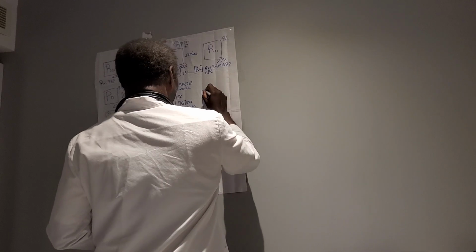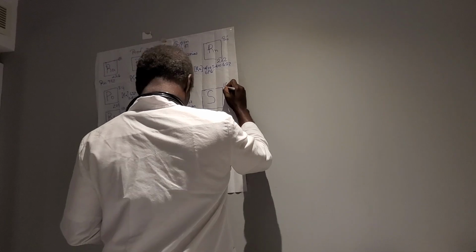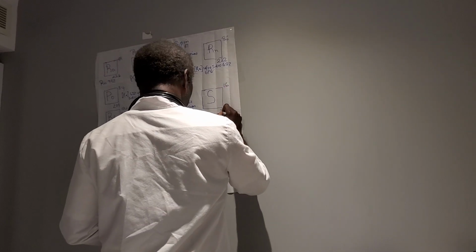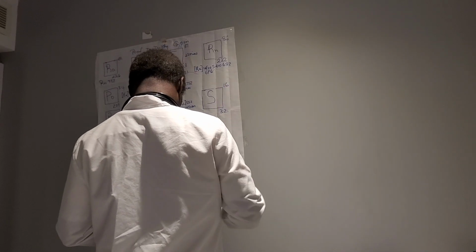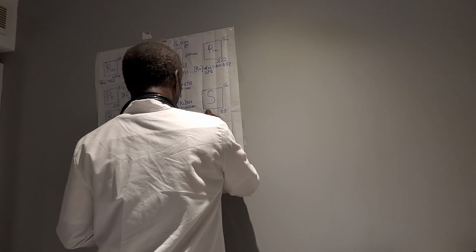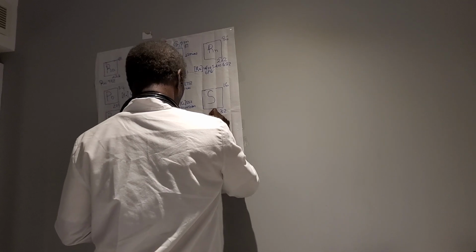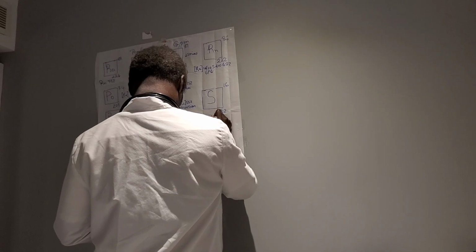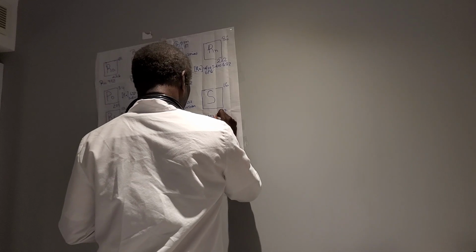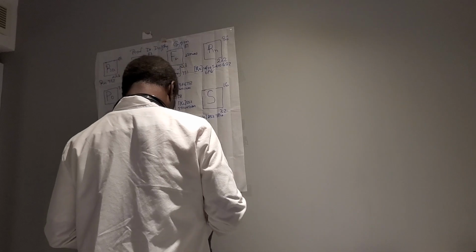Okay, S. So we have S here, and this is sulfur, atomic number 16, atomic mass of 32, and electron configuration now of Ne, neon, 3s2, 3p4. That's for sulfur.